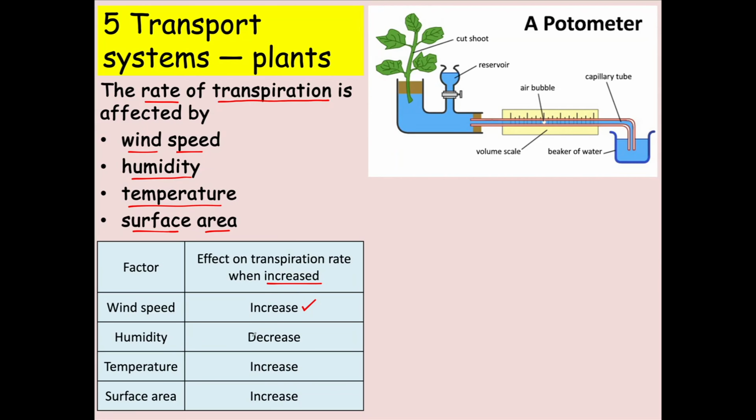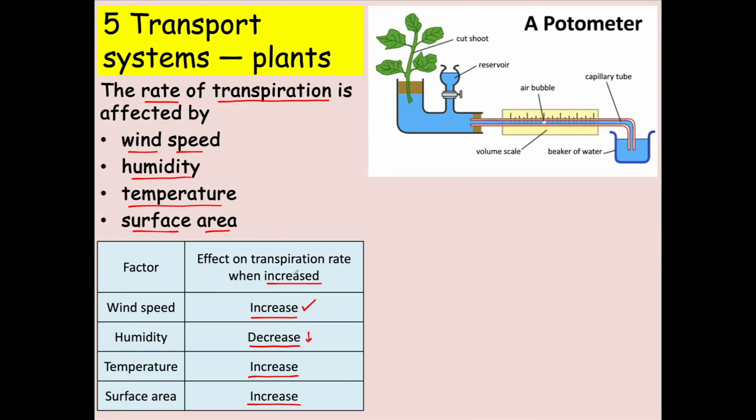Humidity is the odd one out because when you decrease humidity, that's when you increase the rate of transpiration. Okay, so that's the opposite of the other ones. That is a decrease for that one. With the temperature, an increase in temperature causes an increase in the rate of transpiration. And lastly, surface area. If you increase the surface area, you'll increase the rate of transpiration. Okay, so you need to remember the 4 factors, but also what effect increasing or decreasing the 4 factors will have on the rate of transpiration.